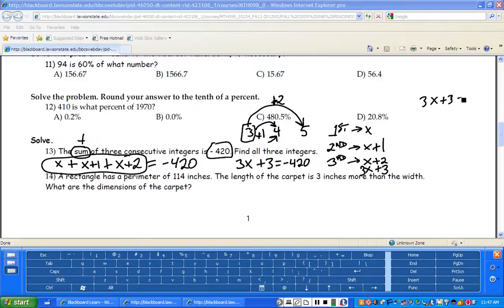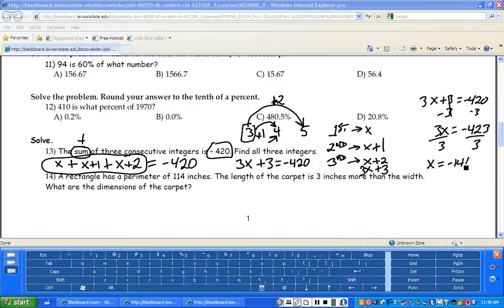3x plus 3 equals negative 420. Subtract 3, subtract 3, that cancels. 3x equals negative 423. Divide both sides by 3. Okay, so negative 423 divided by 3, and you end up with x equals negative 141.